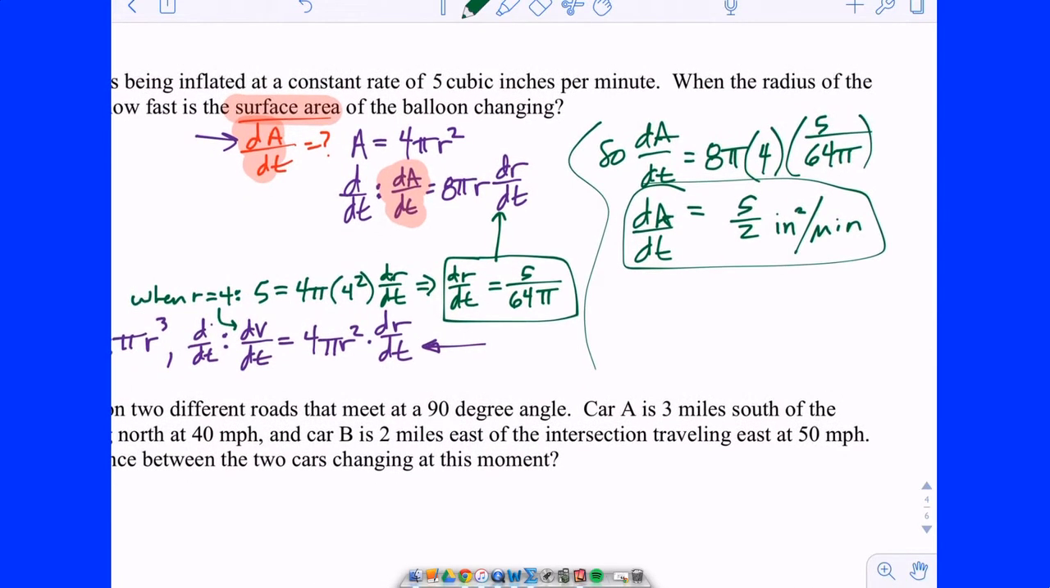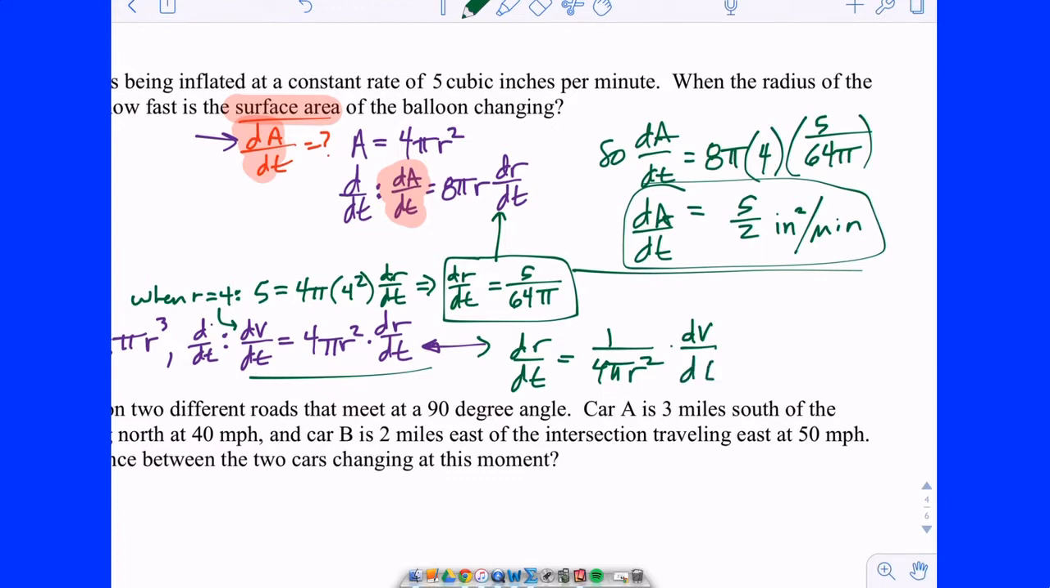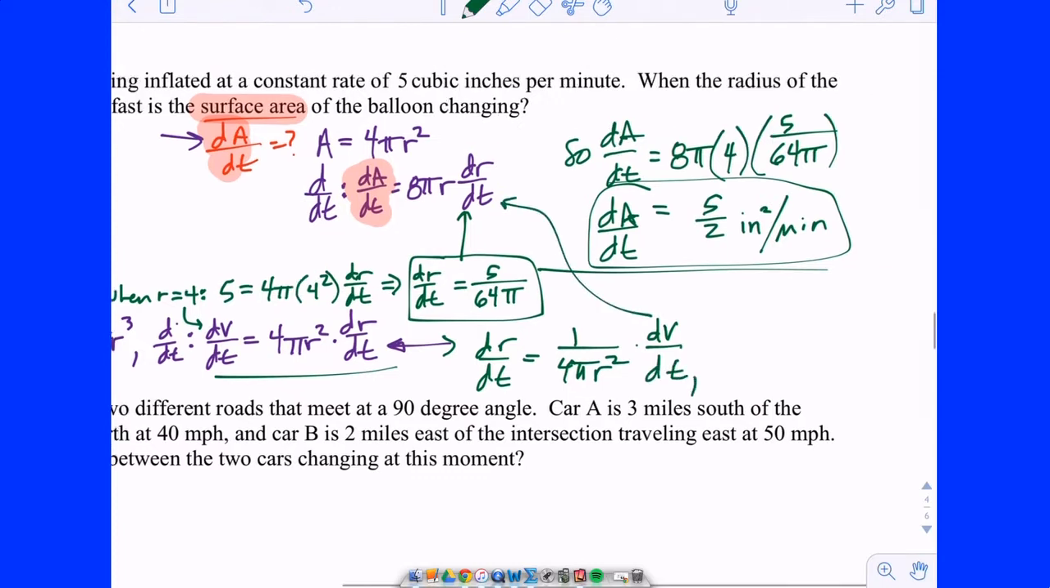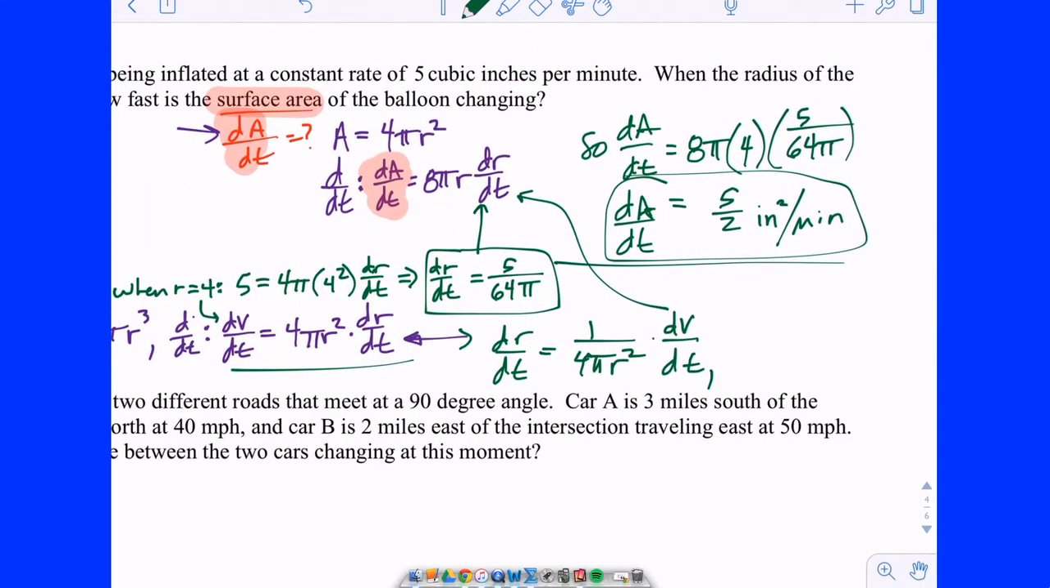All right, you want to look at the other way we could have done it? It looks like it simplifies quite a bit. The other way we could have done it is straight from down here. You could have solved for dr/dt, and it would have been 1 over 4 pi r squared times dV/dt. And then you can plug that in up here to get this equation.